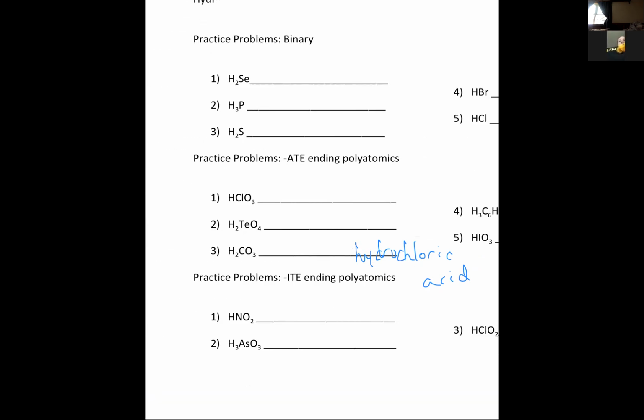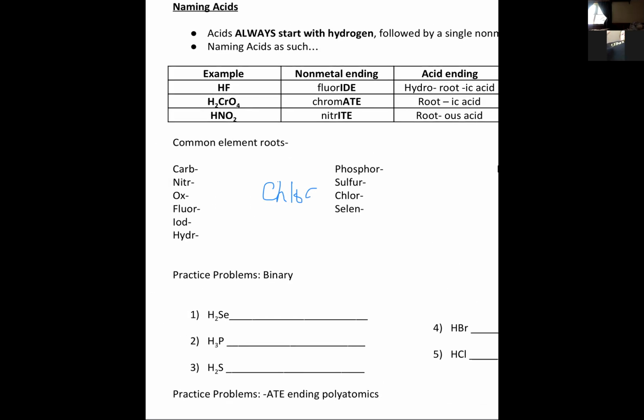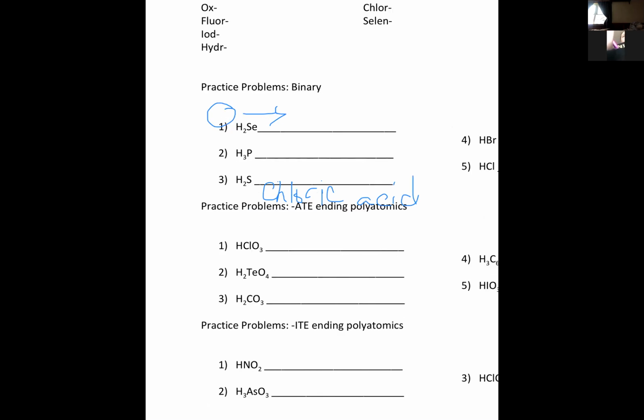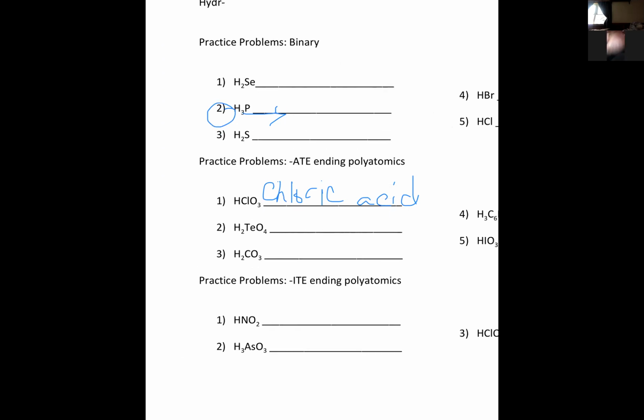So for some other ones down here, we have things that end in ate. The first one I have is chlorate. My root of my word is chlor. If I go back up here and figure out what ate is again, oh, look at that, it's right there. Anything that ends in ate is the root word, which is chlor, and then I add ic to it. So my name is chloric acid for this example down here.